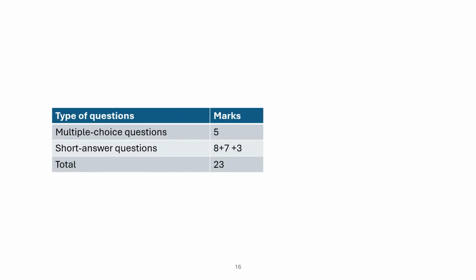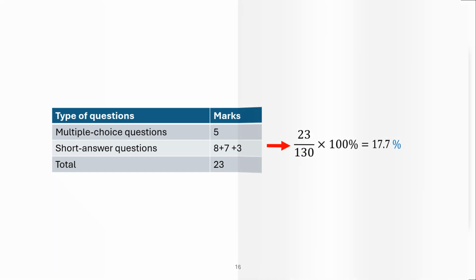There are 5 multiple choice questions worth 5 marks, and 3 short answer questions worth 18 marks in light as a wave. The overall score for this section is 23 marks. With a total possible score of 130 points, the percentage for this section is 17.7% of the total score.